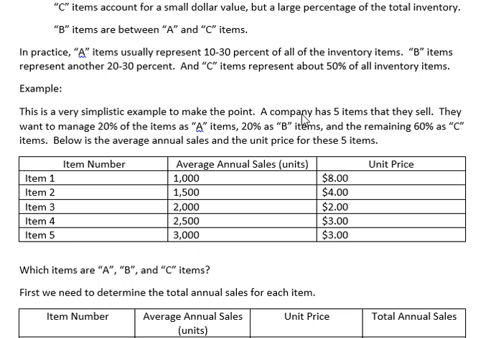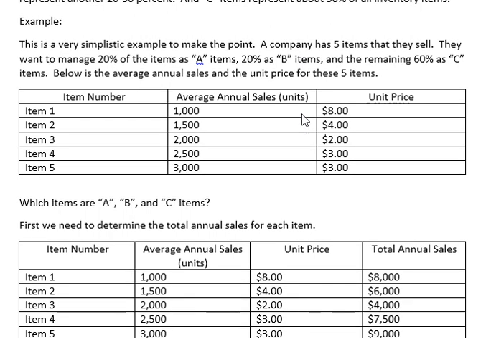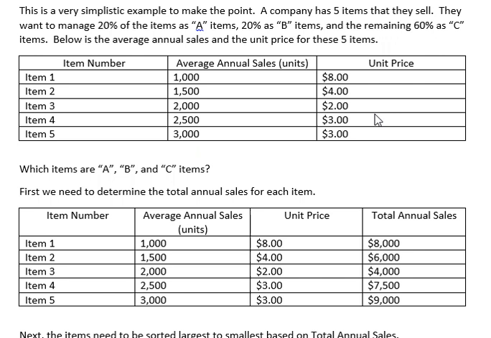So what you're given here, trying to determine which items would be A items, B items, and C items, oftentimes you're given both the average annual sales, which is the number of each item being sold, and you're also given the unit price. Please note that this unit price is just the cost of the item, and what really affects the company is not the unit price only, it is the total annual sales.